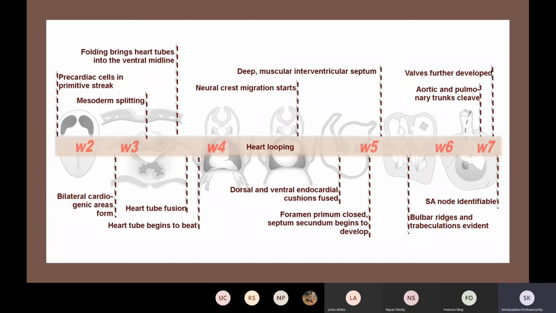Then between week 4 and week 5 is the heart looping that happens, which is again very crucial for the development of TGA. And as you can see, by day 60, the heart is fully developed and there is a conduction system in place.